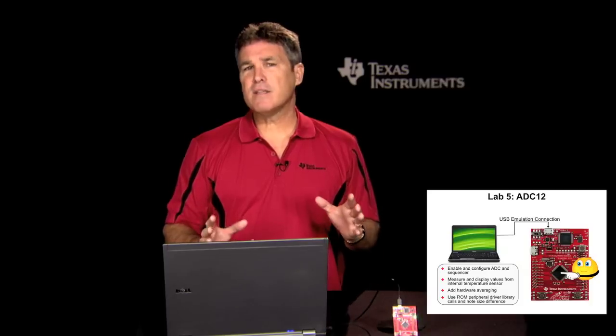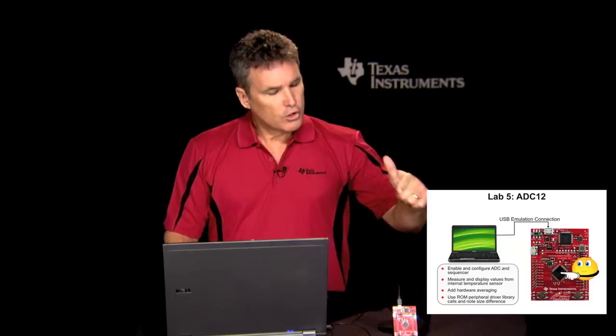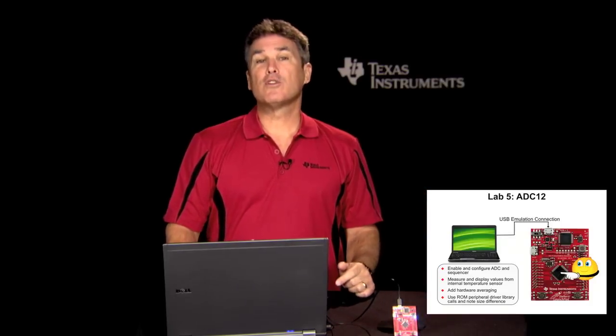In Lab 5, you'll write code to make measurements with the on-chip 12-bit analog to digital converter. To keep things simple, you'll use the internal temperature sensor as an input to the ADC12. You can then use your finger to warm the microcontroller on the LaunchPad board to see the temperature change.